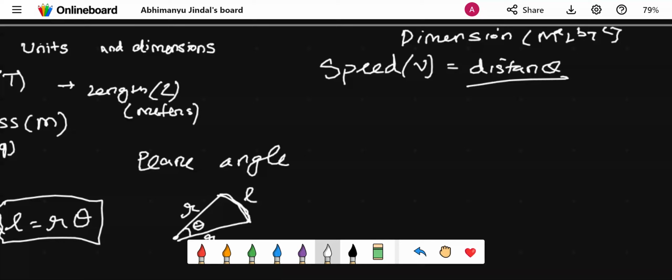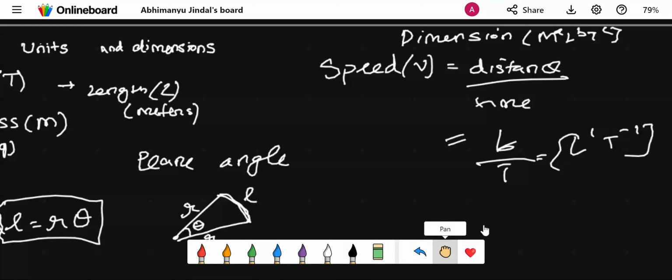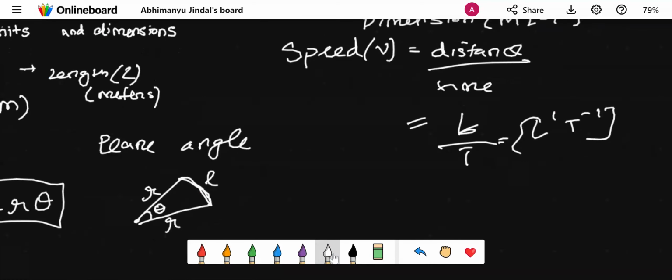So speed equals distance by time. Now distance is length, which is L. Time is T. So speed becomes L^1 T^-1. Similarly, you guys can do the same thing for other quantities. Now this here is known as the dimension power. Of any quantity, the dimension power can be written.